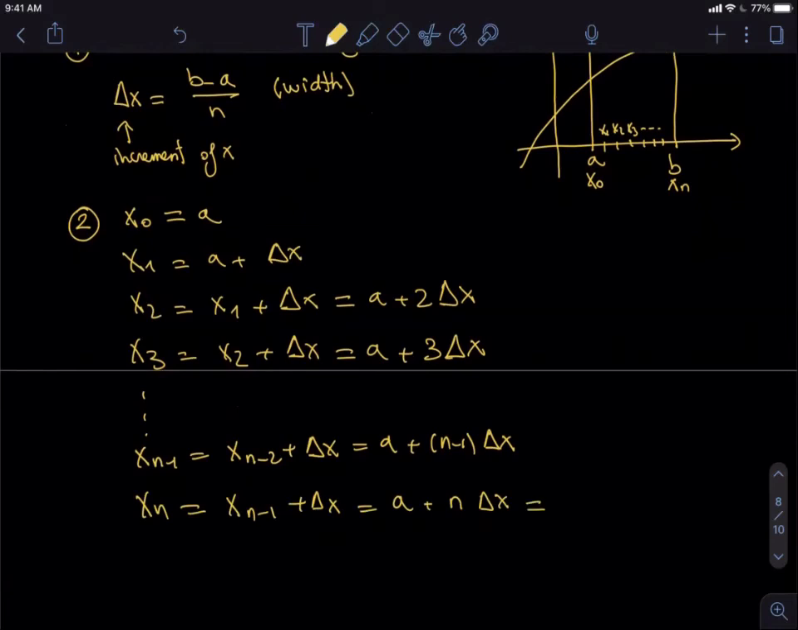But then if I write what was the increment of x, which is b minus a divided by n, remember from here, this is a plus n times b minus a divided by n, which is b. Okay, and this was the goal. Remember, I was saying that xn should be b. That's why we are starting x0 is a.